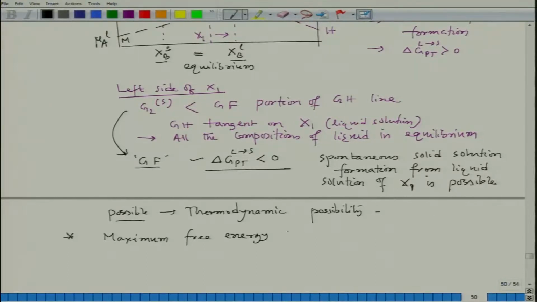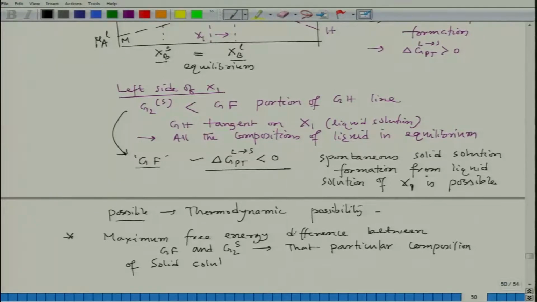So, now if I write it down, then the maximum free energy difference between GF and G2 solid, that particular composition of solid solution would try to nucleate from liquid solution of composition x1.